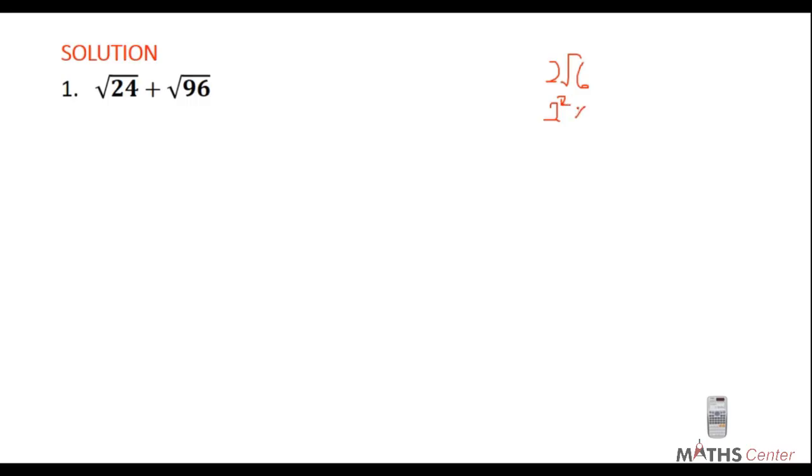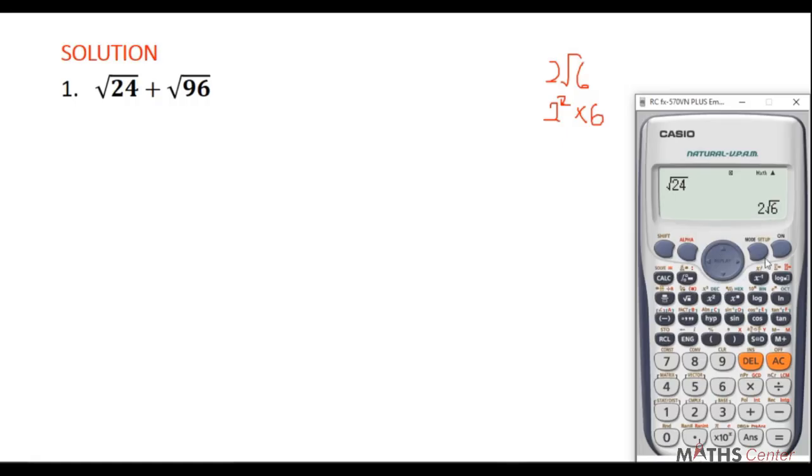Then the other number will be the one under the square root sign, which is 6. We know that 2 squared is the same as 4. So for square root of 24, we are going to have 4 times 6 to replace 24 here. Then let's do that for 96. So for 96, you press square root of 96. The calculator is giving us 4 root 6.